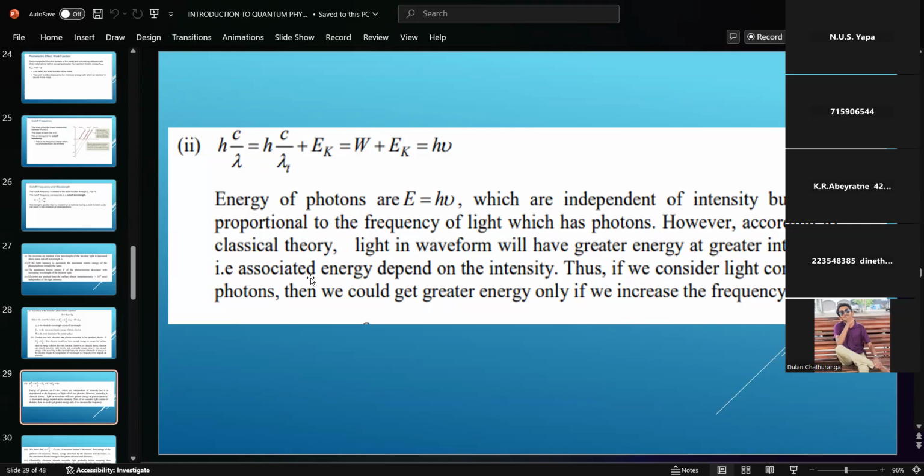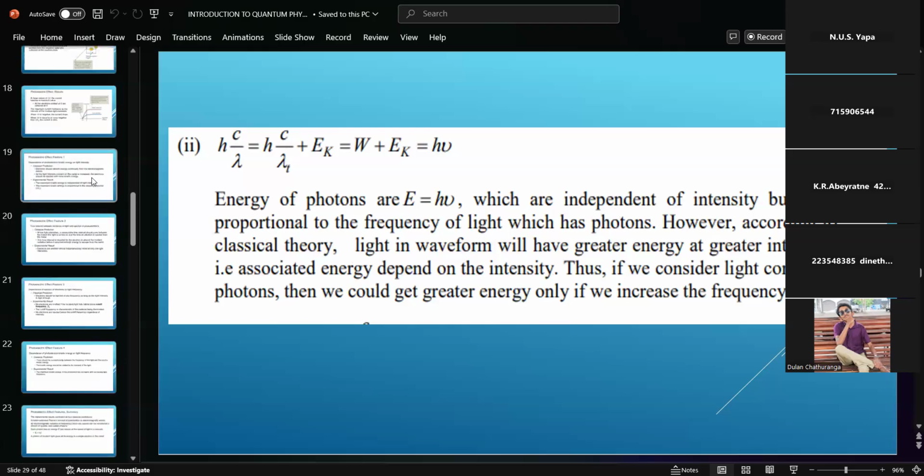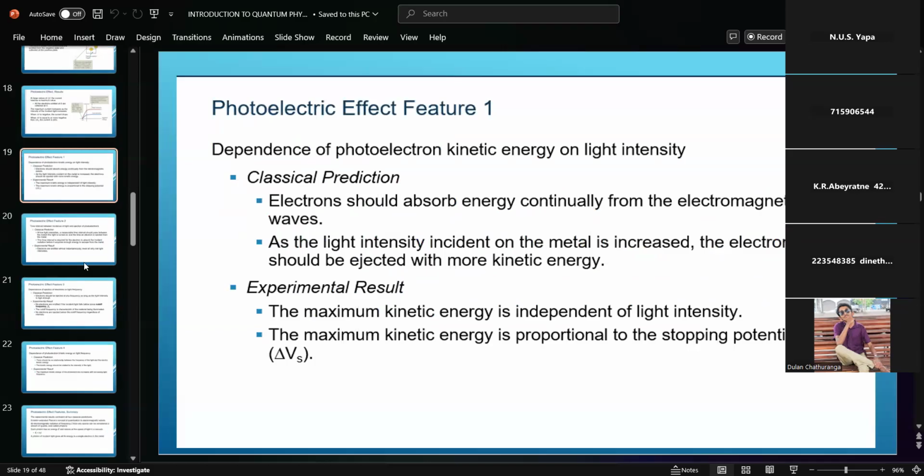However, according to the classical theory, light in wave form will have greater energy at greater intensity. That is, the associated energy depends on the intensity. If we consider that light consists of photons, then we could get greater energy only if we increase the frequency, right? Then this is the next experimental result. I think you remember. I summarize all the things. This is the classical prediction and the experimental result.